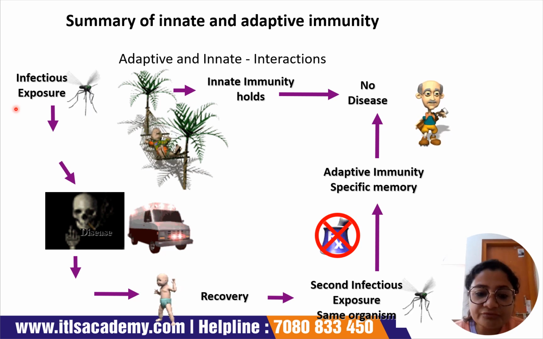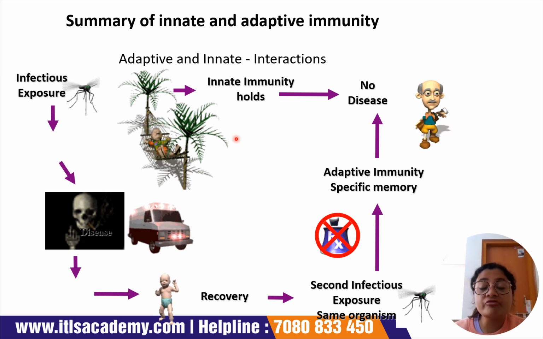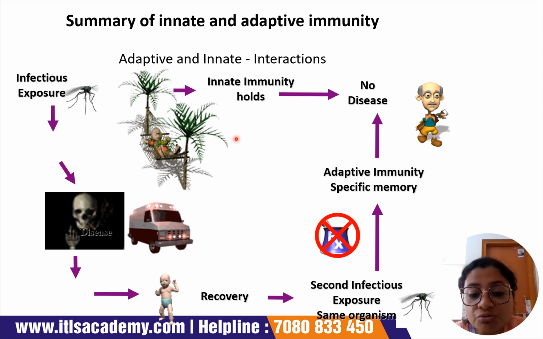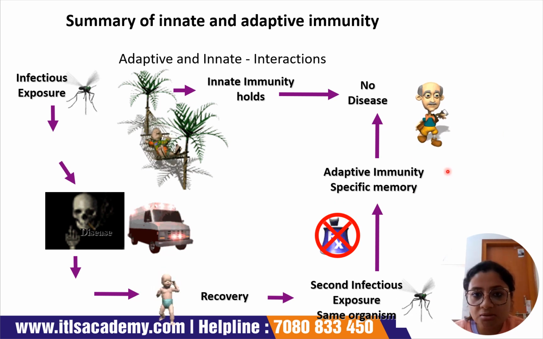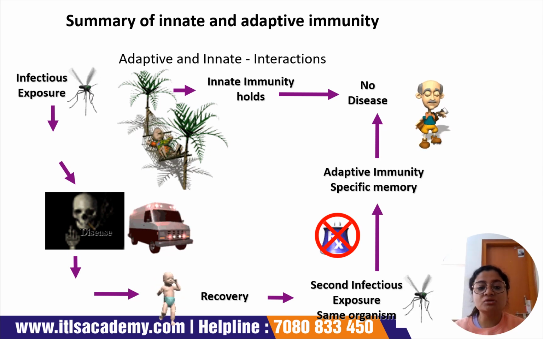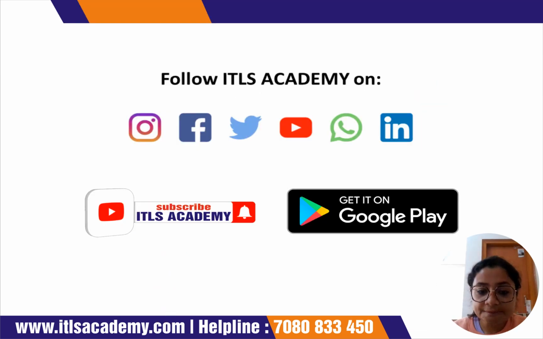Okay. And if the infectious exposure for the first time is manageable by the innate immunity, then in the first place the person will not suffer from any disease. Okay, so that is how the innate and adaptive immunity are actually related with each other, or they are complementing each other. Okay, so I think that's it.